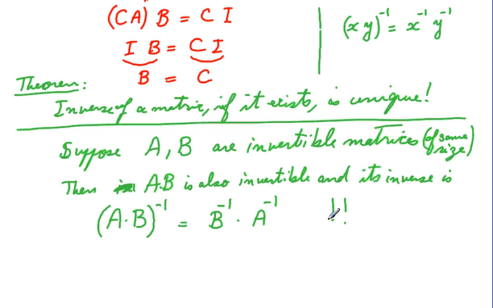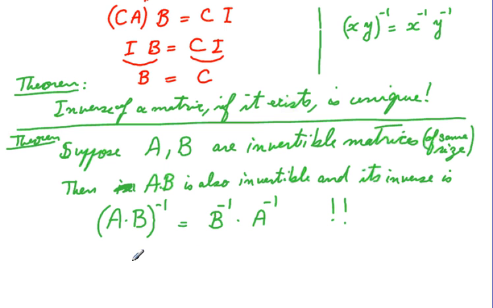Product of invertible matrices is itself invertible. A times B is invertible. And that inverse is the product of inverses, but in reverse order. That order again is important. If you exchange it, it will be a totally different matrix, because matrix multiplication is not commutative. So that's another theorem.